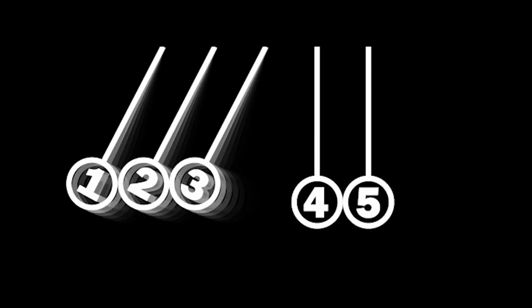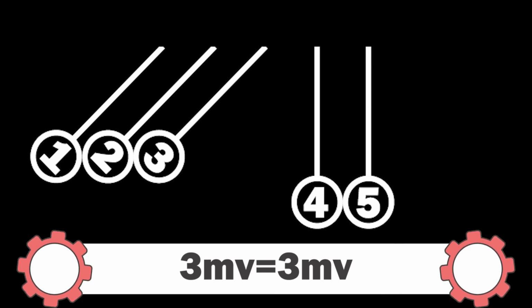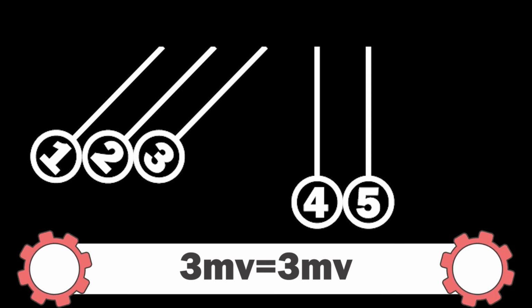Well, in this case, it has nothing to collide with, as 1 and 2 have already been sent out by 4 and 5. And just to bring it in, if we observe the momentum before and after, we see that 3mv is equal to 3mv, so momentum is still conserved in this situation.